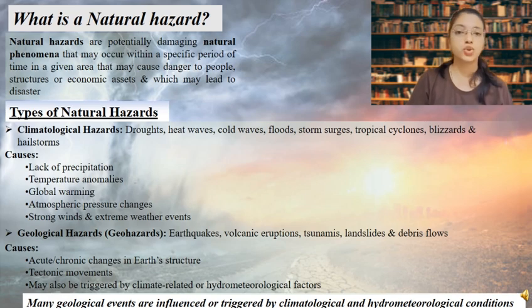Natural hazards are classified into two types, climatological and geological. Climatological hazards include droughts, heat waves, cyclones, floods, and hailstorms. These are largely driven by weather conditions such as precipitation anomalies or extreme temperatures. Geological hazard, also called geohazard, includes earthquakes, volcanic eruptions, tsunamis, and landslides. These are rooted in the dynamic processes of the earth crust but can also be influenced by the climate.